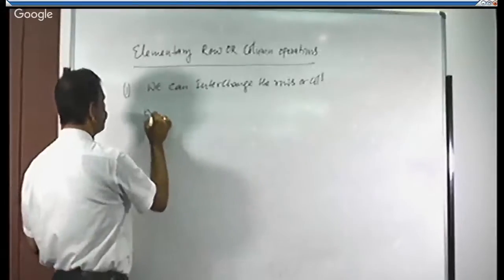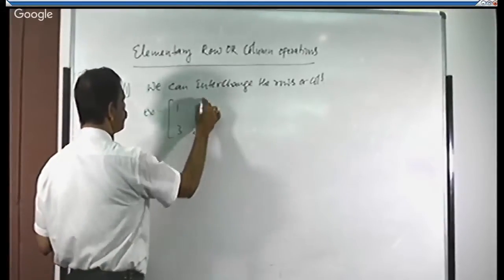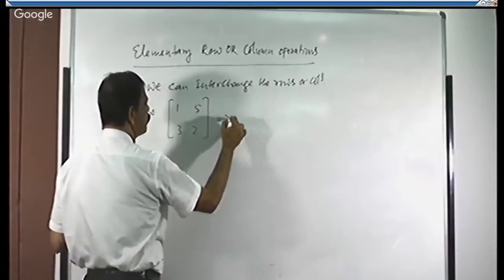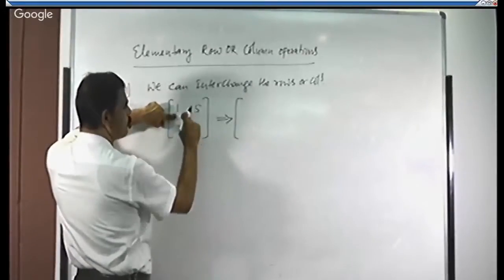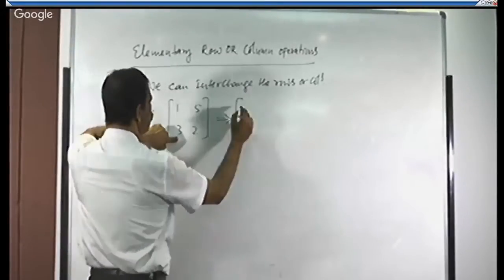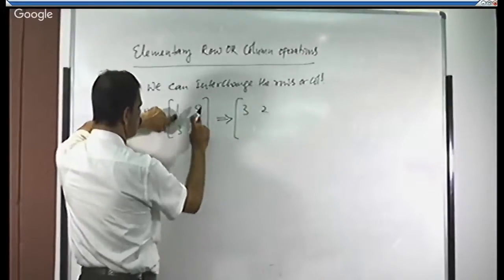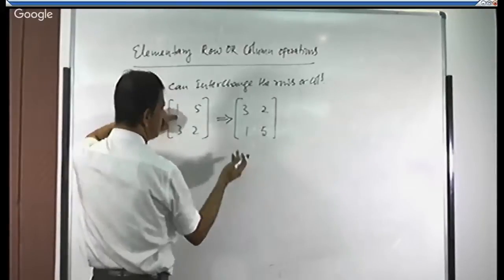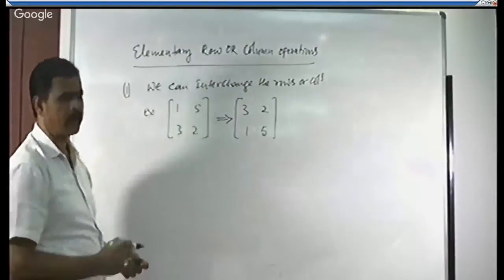For example, suppose [1 5; 3 2] is a matrix. It is always equal to, I interchange first row with second row. What is second row? 3 2. I have taken as first. And what is first row? 1 5. I take it as second row. Like that, we can also interchange the columns. The value of the matrices does not alter, right?